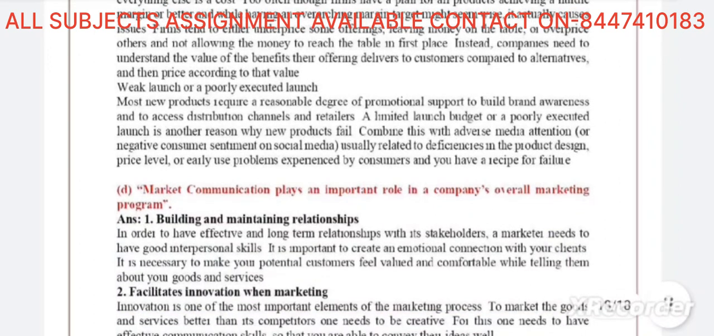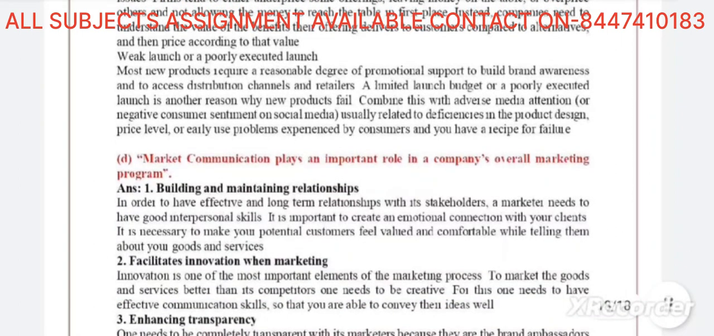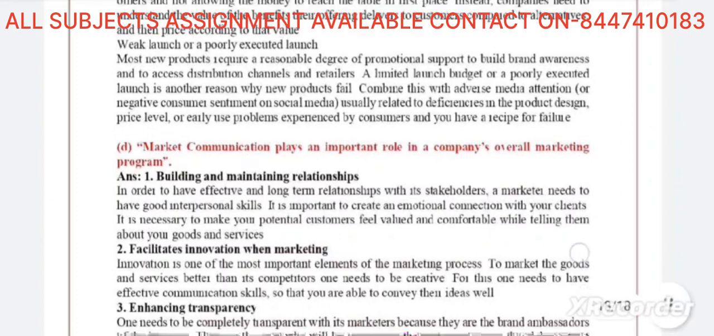Weak launch or a poorly executed launch. Most new products require a reasonable degree of promotional support to build brand awareness and to access distribution channels and retailers. A limited launch budget or a poorly executed launch is another reason why new products fail. Combine this with adverse media attention, usually related to deficiencies in the product design, price level, or early use problems experienced by consumers, and you have a recipe for failure.